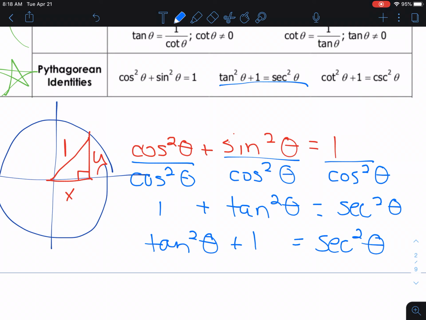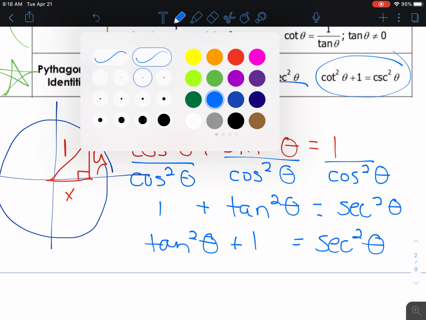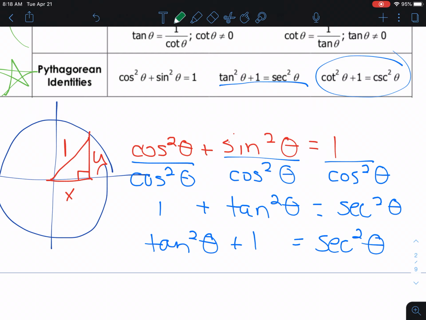By the same token, you can also do this third one, and instead of dividing everything by cosine squared theta here, if you just divide everything by sine squared theta, you would get this last one here. So that's where those three Pythagorean identities come from. And in the next video, we are going to begin to apply these, all of these, but mostly the Pythagorean identities to begin with. Okay, that's it.